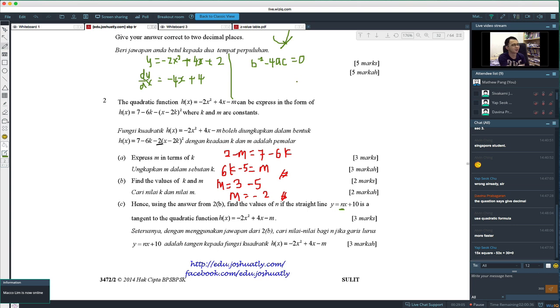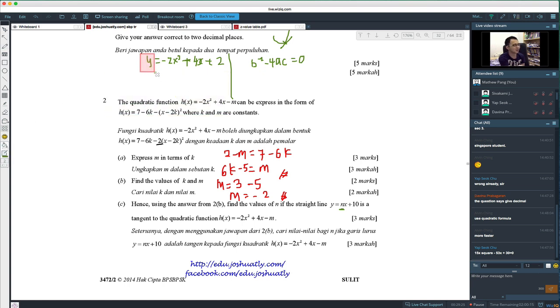So yeah, I will try the second one. I will substitute the y here, but for this one I do not have the x value. If I do not have the x value, it's not possible for me to find the values of n. So I will forget about the first method and do the second method, which is b squared minus 4ac. So I will substitute my y here.